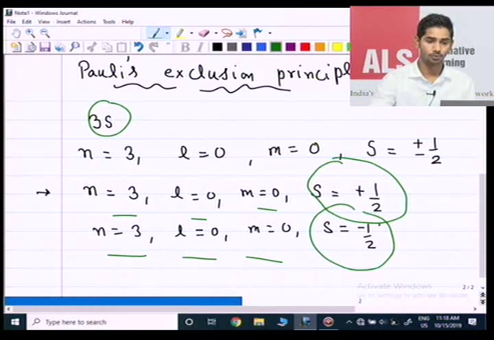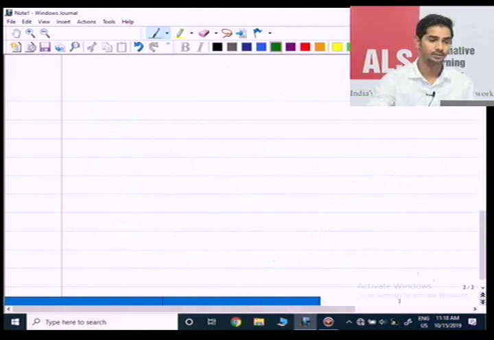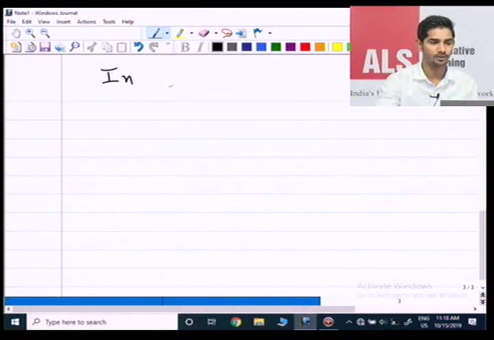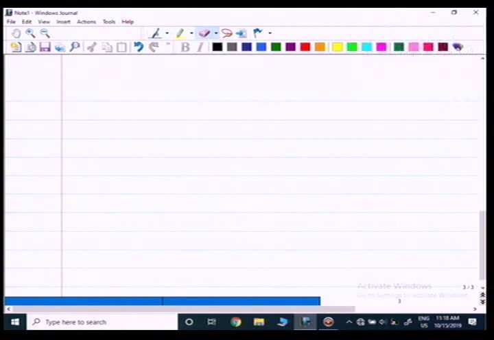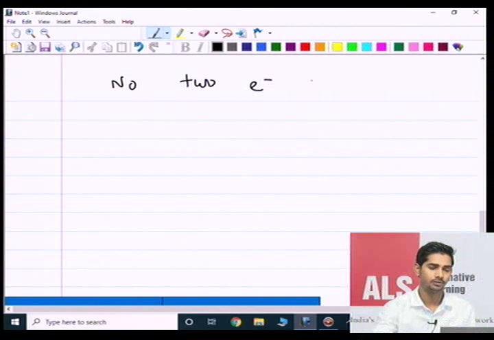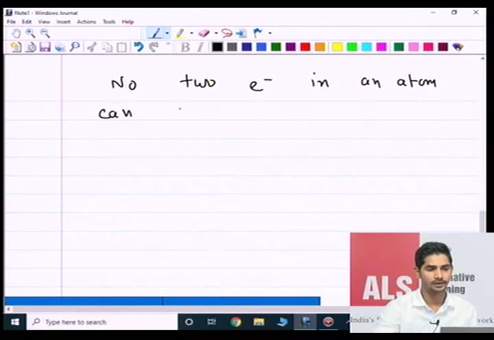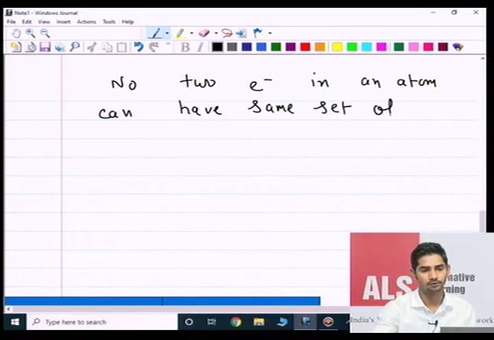So the statement will be this one: no 2 electrons in an atom can have the same set of 4 quantum numbers.